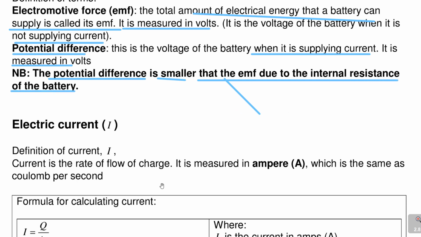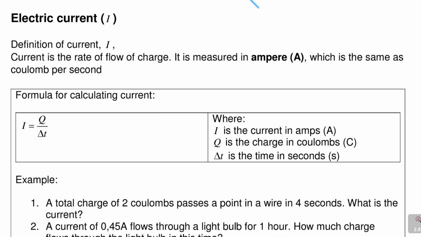Alright. Next thing is the current. Definition of the current. The abbreviation for current is I. What is current? Current is the rate of flow of charge. Very important definition. And what do we measure it in? We measure it in amperes, A for amperes, which is the same as coulombs per second.